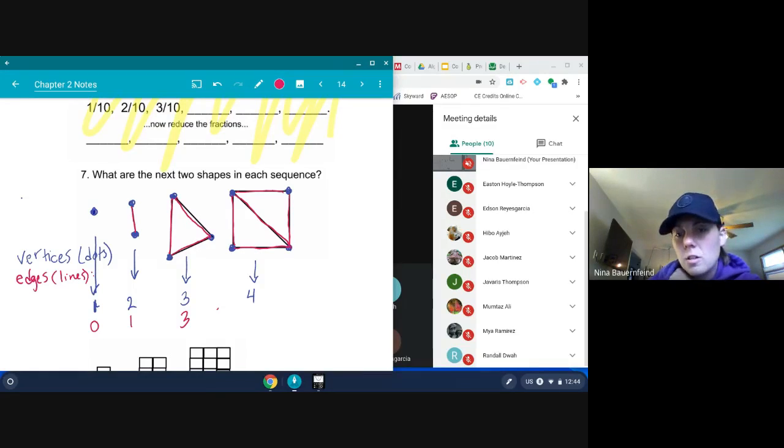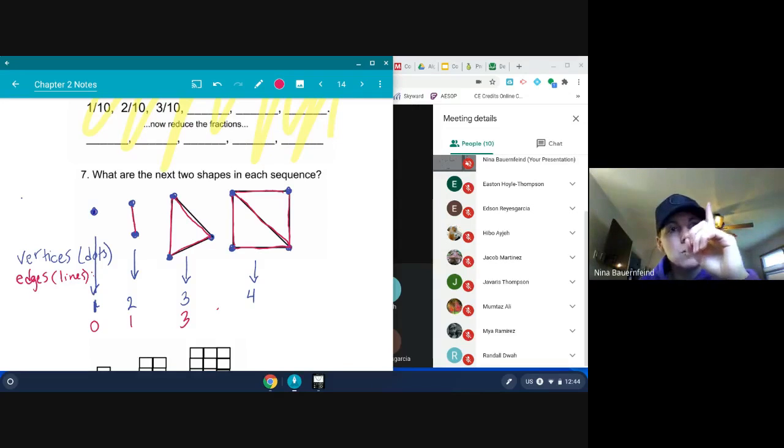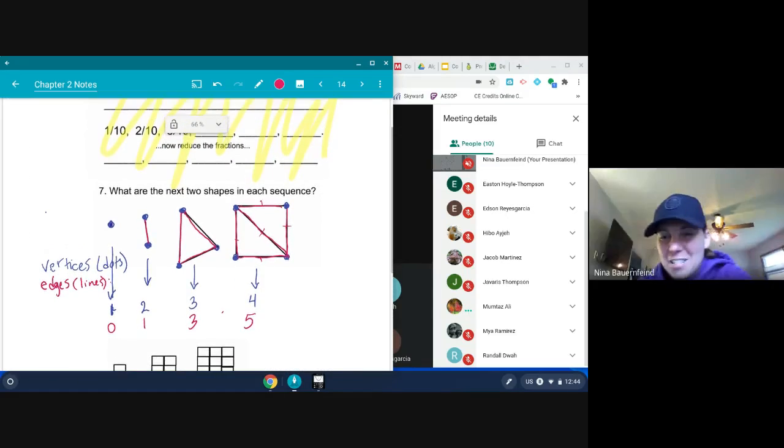Hey, Lance, could you tell me how many lines are in the fourth picture? 4. So, ooh, I got you. 1, 2, 3, 4. 5. Yeah, there's just that fifth one. Tricky, tricky. Okay, I know it was 5. You knew it was 5?